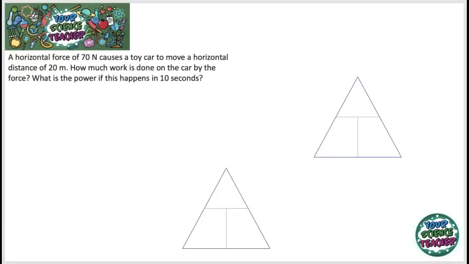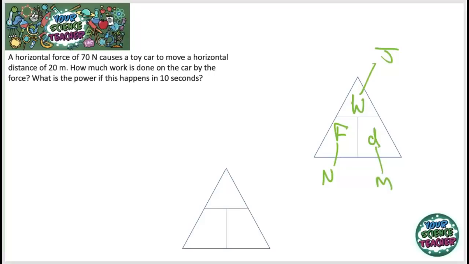When energy has been transferred from one store to another, we say that work has been done on that object. And we can calculate the amount of work done using the formula work equals force times distance. And because work is just the amount of energy transferred, work is measured in joules, force is measured in newtons, and distance is measured in meters.